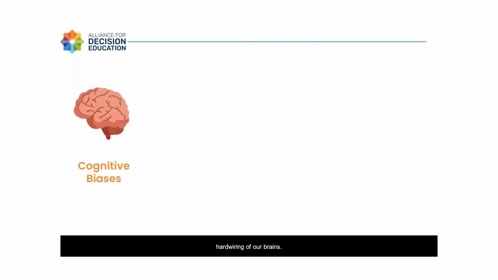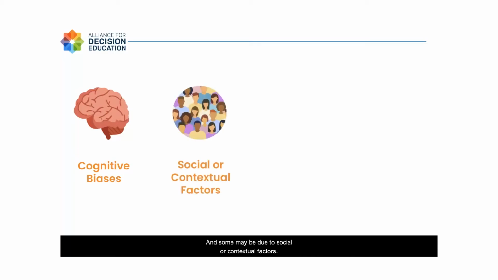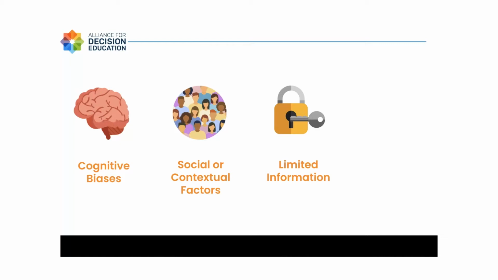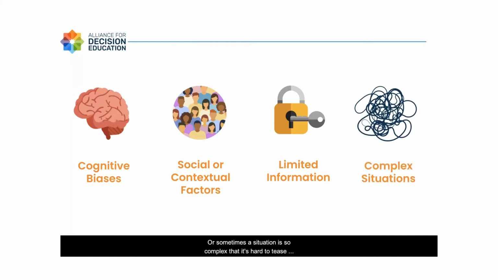There are many traps our minds can fall into when forming judgments about the world and the information we consume. Some are due to cognitive biases caused by the hardwiring of our brains, and some may be due to social or contextual factors. Sometimes we are operating on bad or limited information. Or sometimes a situation is so complex that it's hard to tease out all of the nuances of what is really happening. But the good news is that we can develop and practice dispositions that help us to get better at improving the accuracy of our understanding.